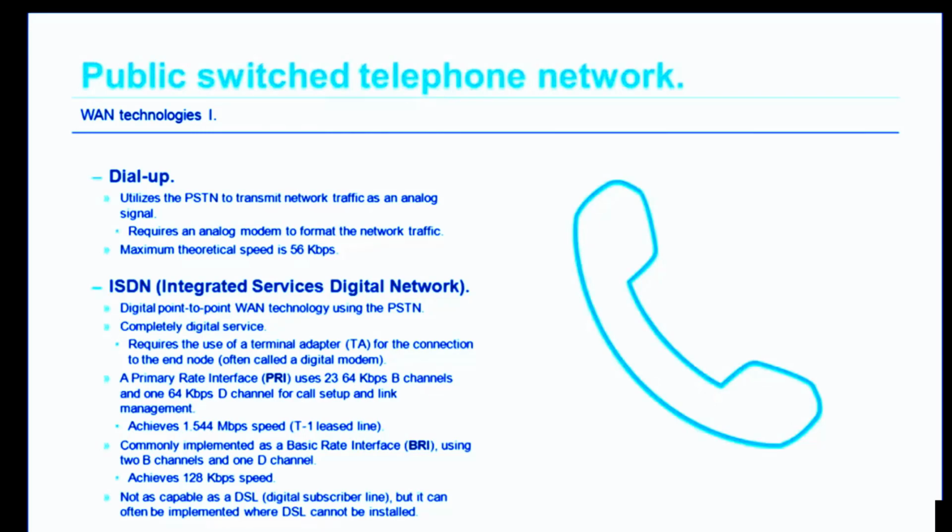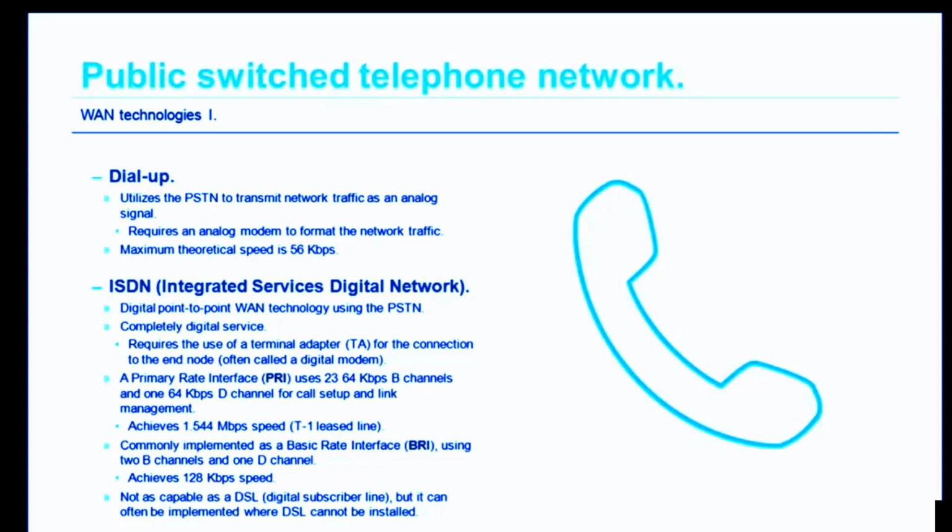It's not very fast. Then there's ISDN, Integrated Service Digital Network. ISDN is a digital point-to-point WAN technology that utilizes the PSTN. It's a completely digital service. It requires the use of a terminal adapter, or TA, to make the connection to the end nodes. This TA is often called a digital modem, but it's not. It's a terminal adapter.